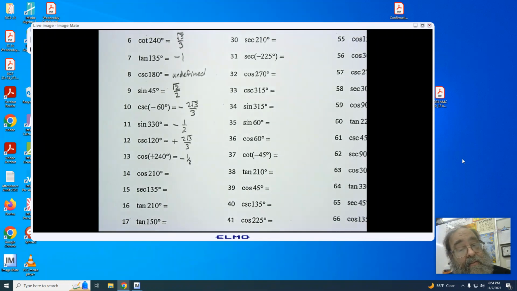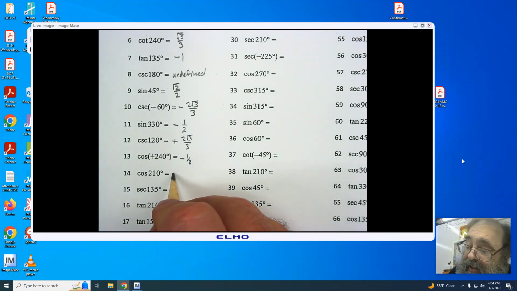Cosine 210. 210 degrees is in the third quadrant. To find the angle, we take 210 and subtract 180, and we get a reference angle of 30 degrees. We know that the cosine of 30 degrees is root 3 over 2. In the third quadrant, cosine is negative. My answer is negative root 3 over 2.